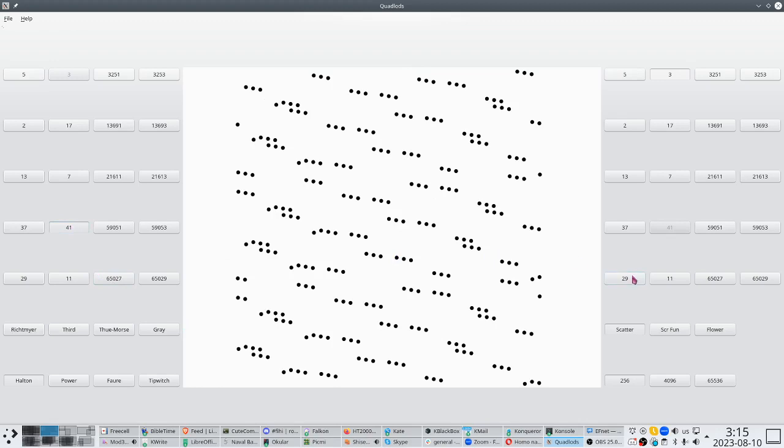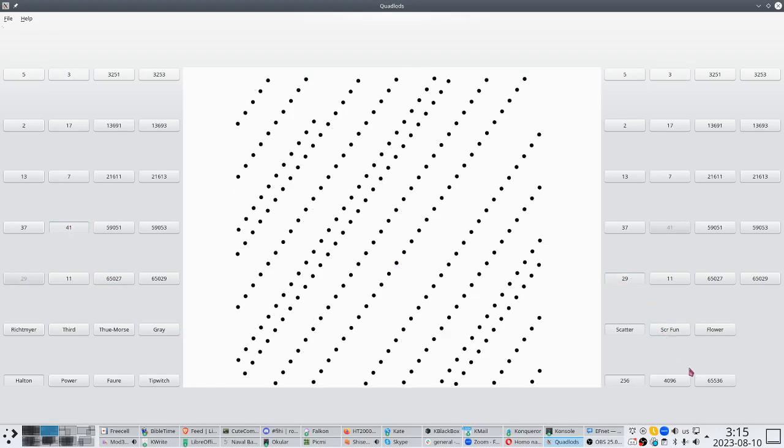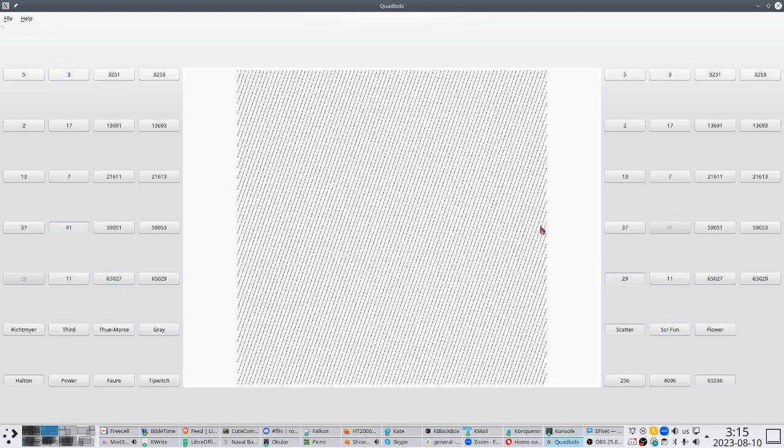41 and 29 give an interesting looking plot. It looks like a bunch of straight lines parallel with slope square root of 8. The reason is that 41/29 is very close to the square root of 2.